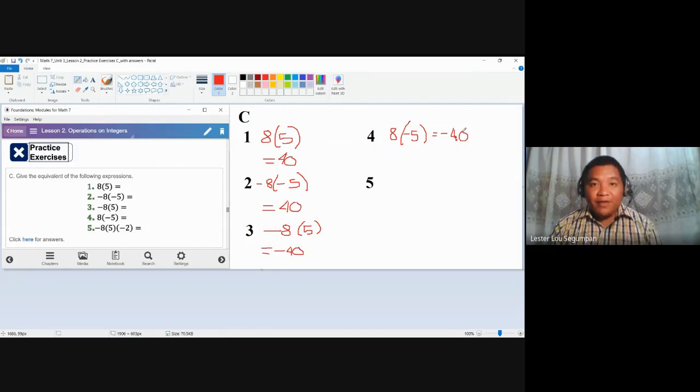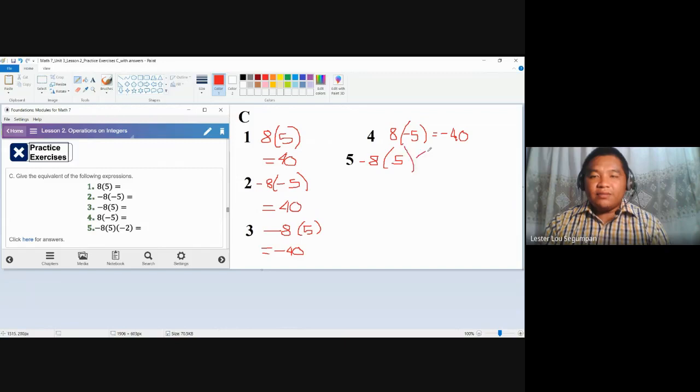But for number 5, I'm going to make a better emphasis. Whatever I said earlier will be incorrect if I'm not going to correct it in number 5. I purposely made it incorrect earlier. So for number 5, you have negative 8 times 5 times negative 2. Without answering first, what do you think is the sign of the answer for number 5?